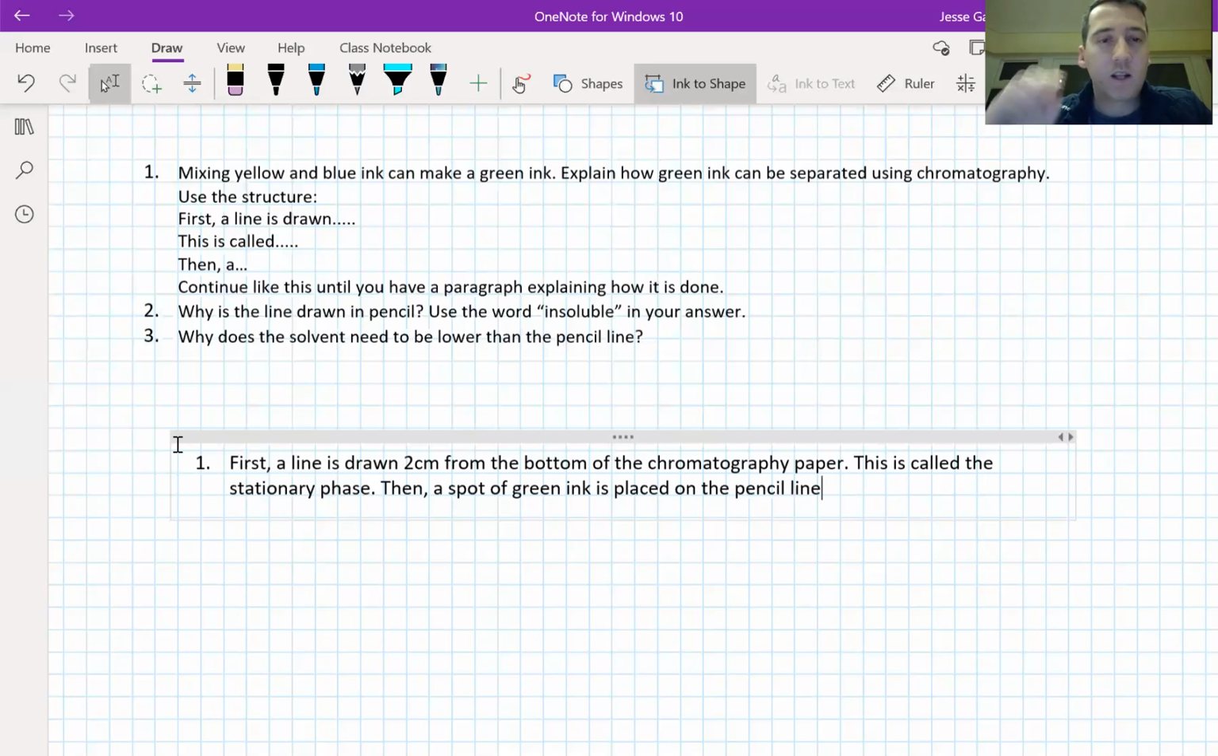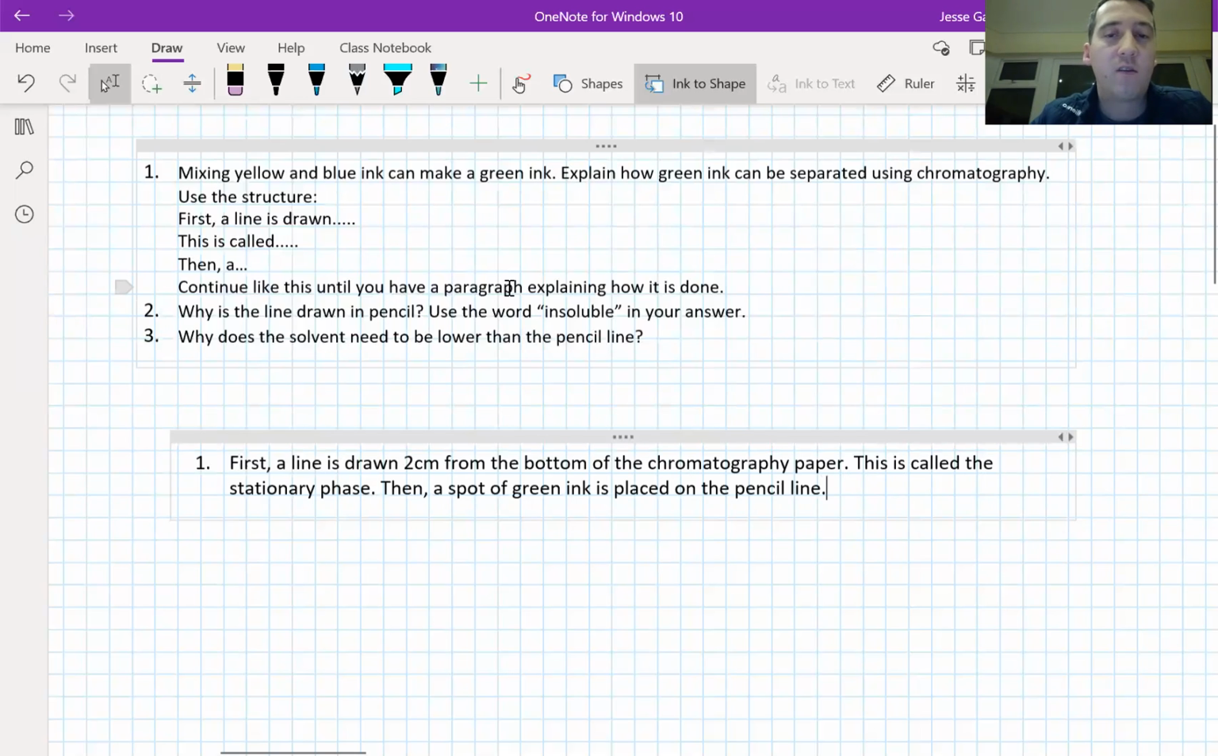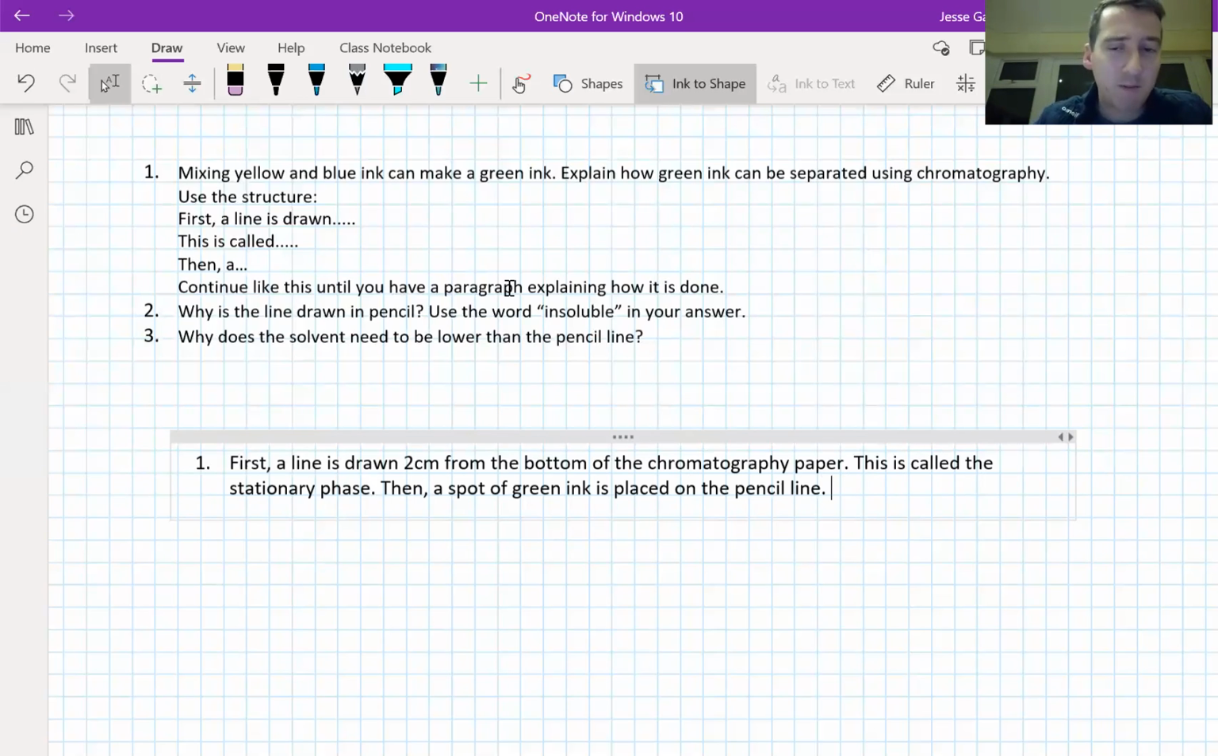Now, that's where the help runs out a little bit. So I'm going to stop giving you some help there now. I've helped you get it started. And you see here what it says, continue like this until you have a paragraph explaining how it is done. See if you can finish it using the same amount of detail as what we've done there. So go ahead and do that, and then do questions 2 and question 3.